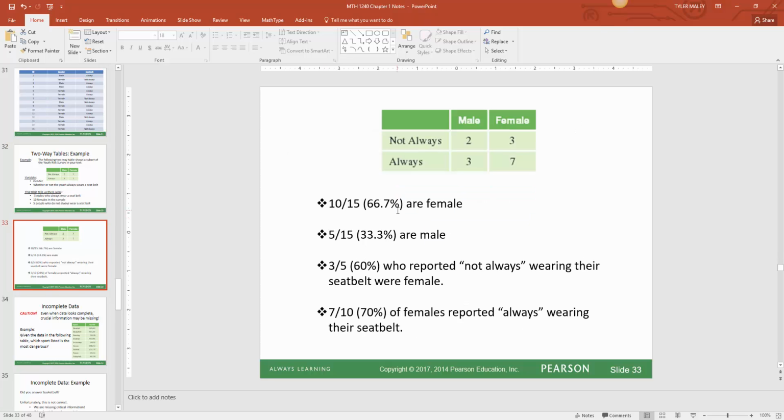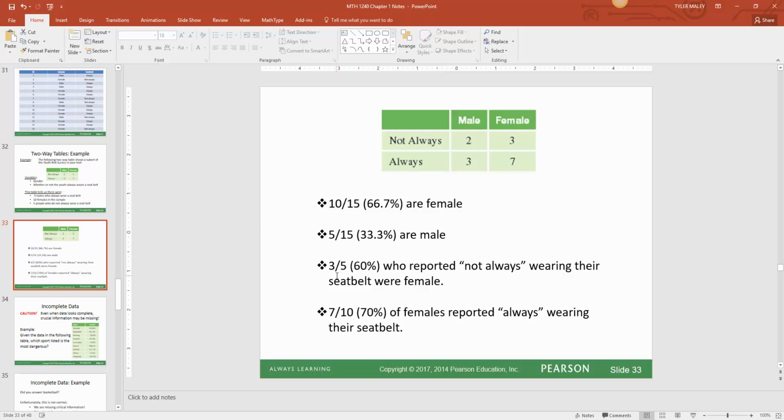So I just did some interesting calculations here really quick. If we look at the females, we have 10 out of 15 total. So 2/3 are female, and 1/3 are male, so 5 out of 15.